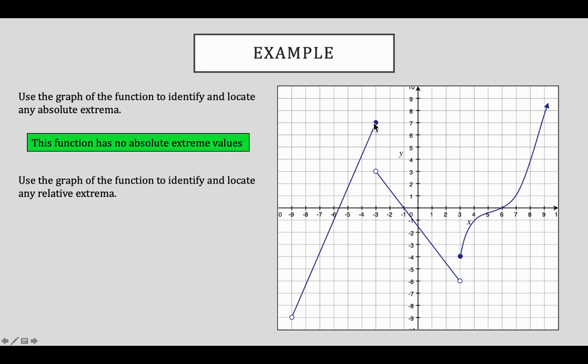Notice if I go to the left, the graph goes down. I go to the right, the graph goes down. Because of that, (-3, 7) is going to be a local or relative maximum.